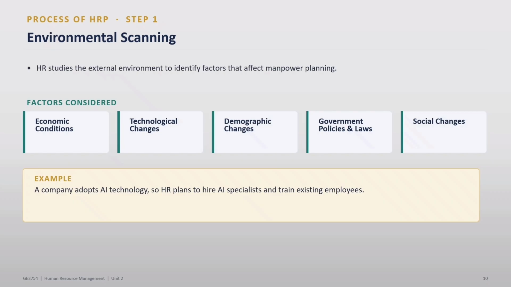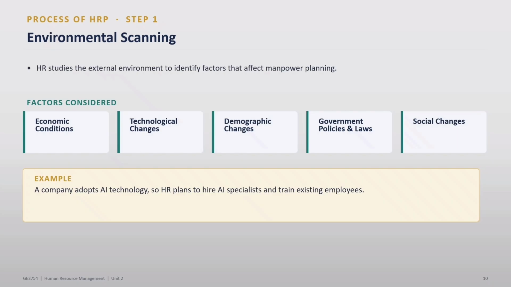The fourth factor is government policies and laws. Organizations need to consider changes in the labor laws and other government regulations while planning their workforce. The fifth factor is social changes. Changes in society can also influence employee expectations, work patterns, and the organizational requirements.